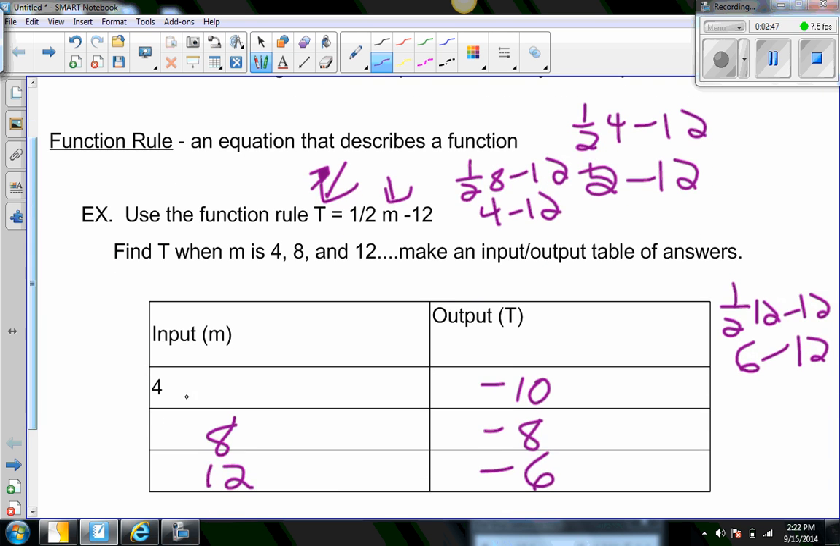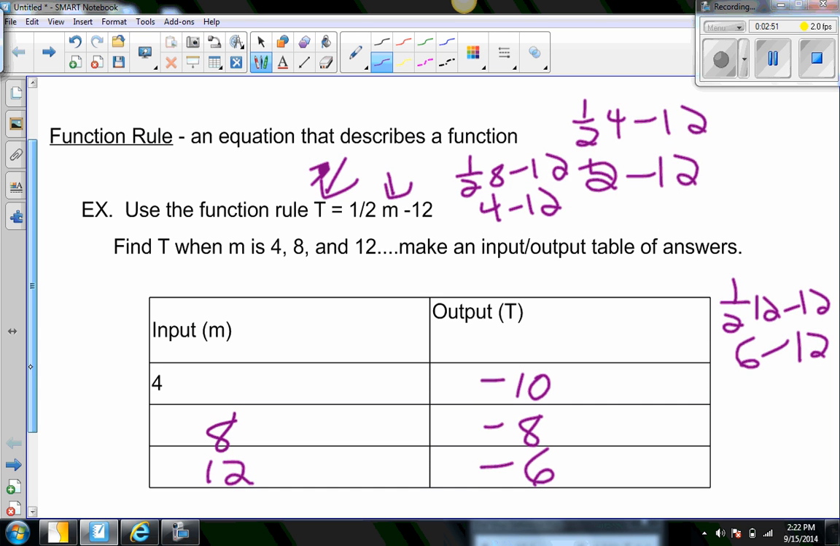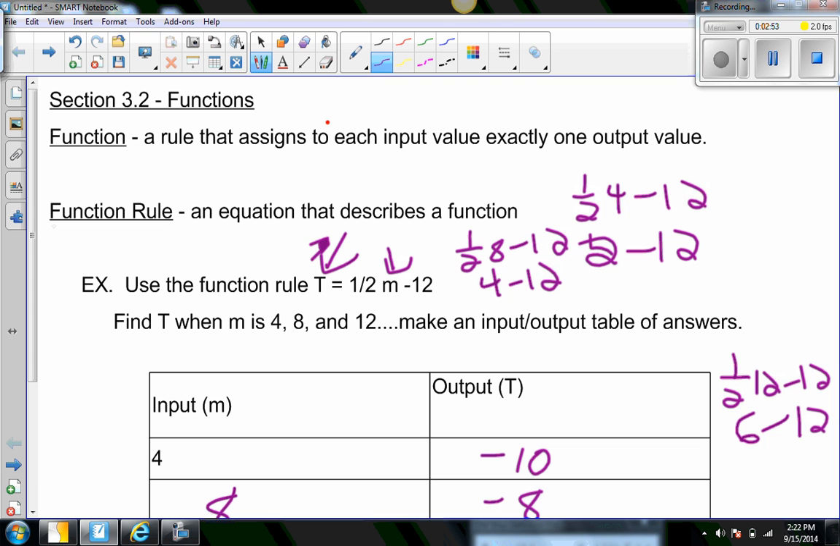Okay, I couldn't add another 4 down here and get a different answer. That would be not a function. So that's the basic, I guess, rules behind functions. So bring that information with you, and we will get into more detail the next time I see you.